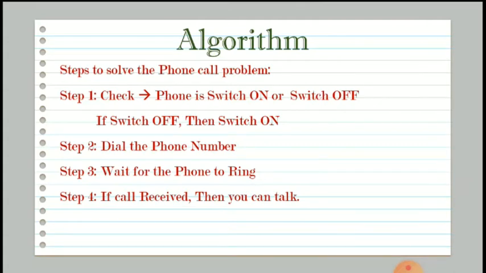In the phone calling problem, even if you miss a single step, you cannot make a call. And also if you change the sequence of steps, then also you cannot make a call. So to solve any problem, you have to follow some steps. The steps which we follow to solve any given problem is called algorithm.